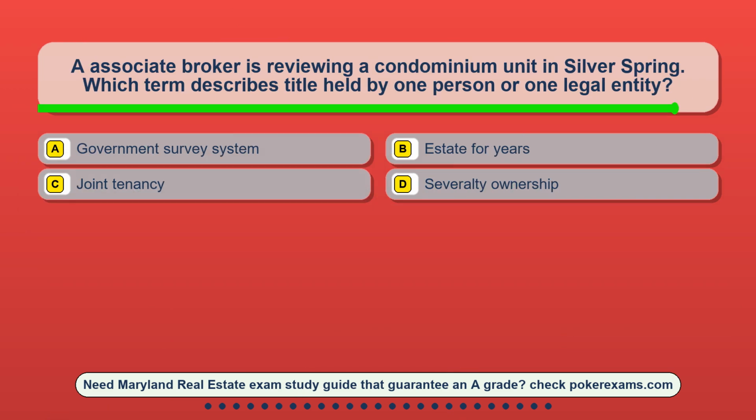Question 20. An associate broker is reviewing a condominium unit in Silver Spring. Which term describes title held by one person or one legal entity? Option A, government survey system. Option B, estate for years. Option C, joint tenancy. Option D, severalty ownership.